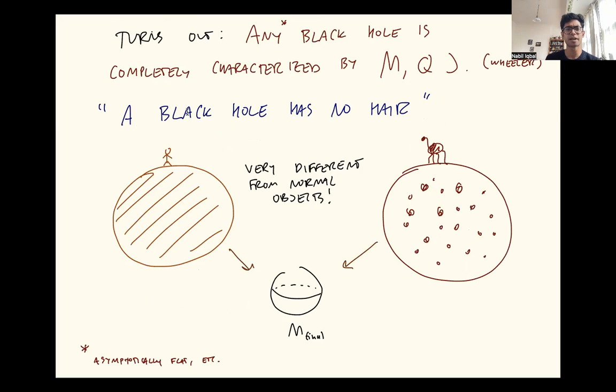This is a theorem which is sometimes phrased as saying that a black hole has no hair. You cannot put some sort of a hairstyle on a black hole. You can't decorate it in any way. It only has these three numbers describing it. So let me stress that this is very different from normal objects, like planets, for example.